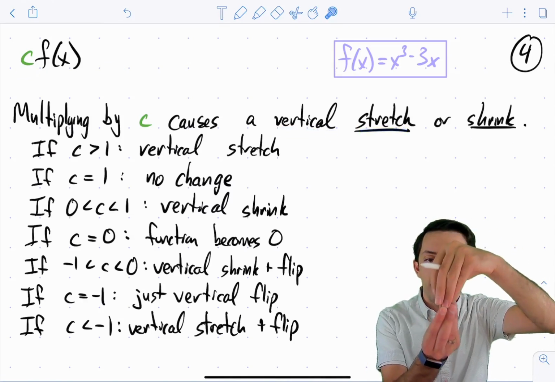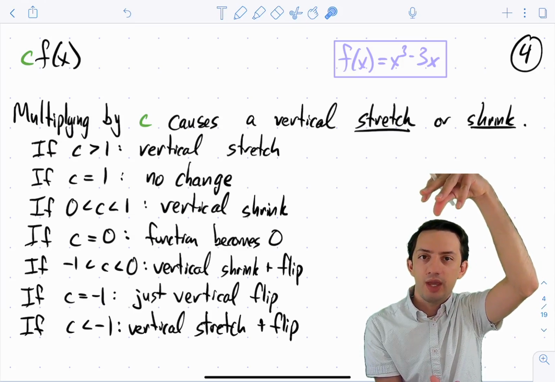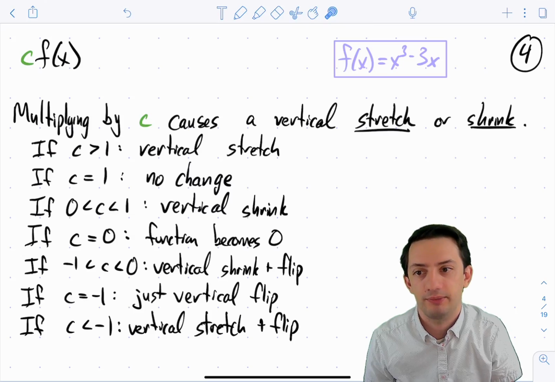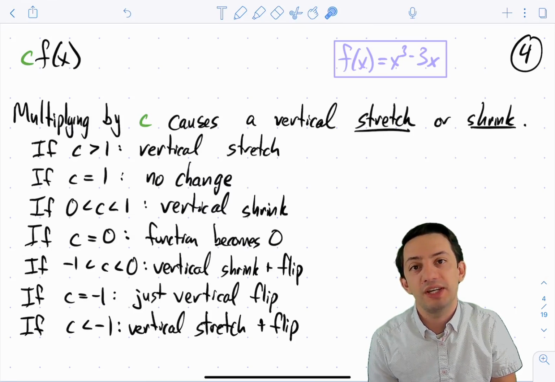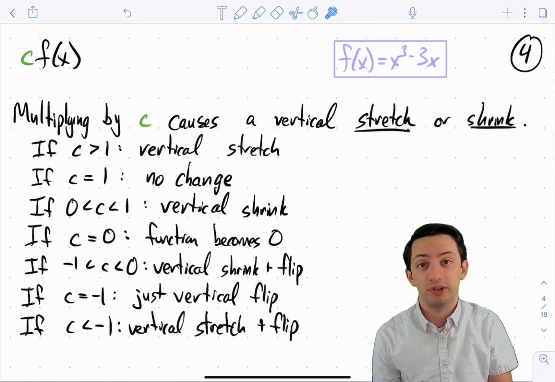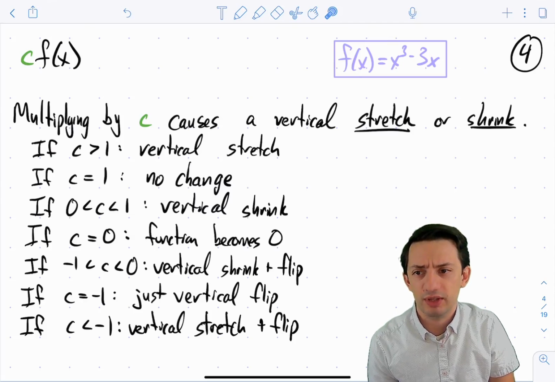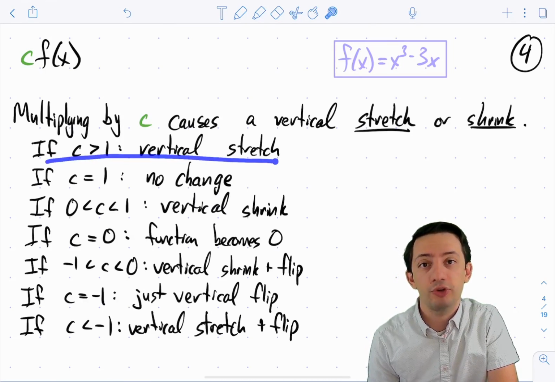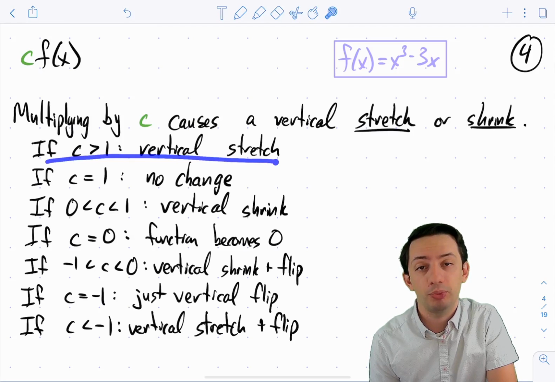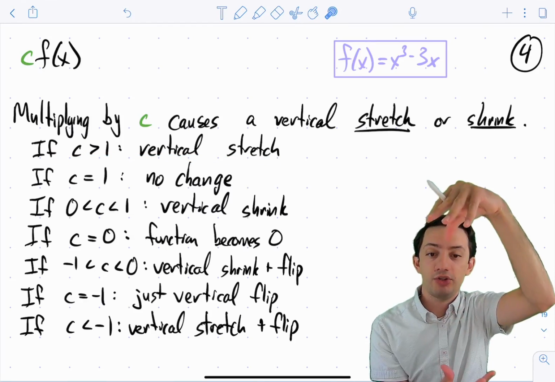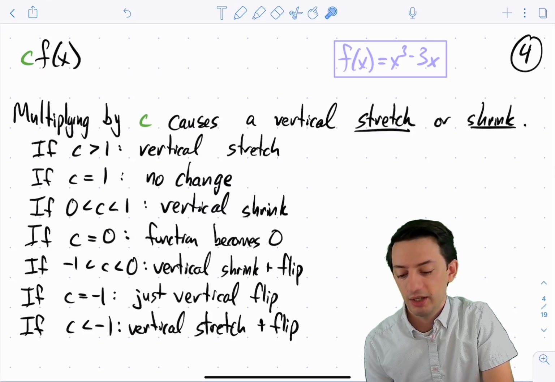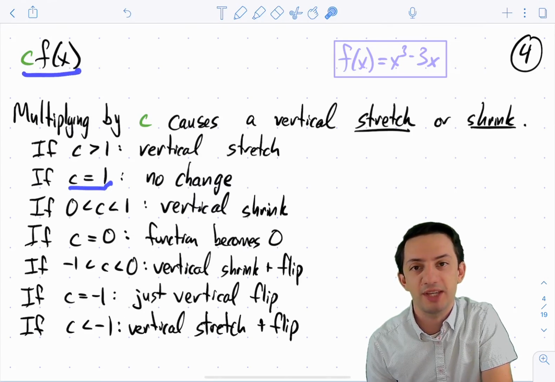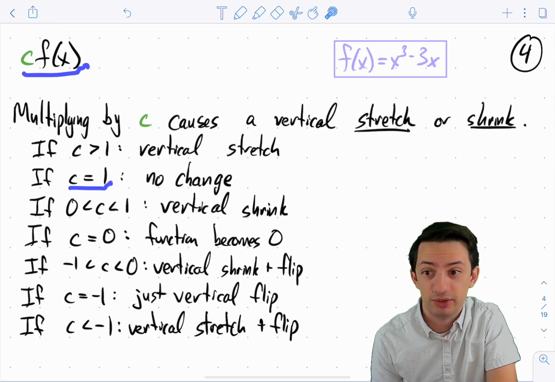When we say stretch, we mean that the function has been elongated. When we say shrink, we mean that it's going to be kind of squished together closer to the x-axis. So depending on whether c is positive or negative, bigger than 1, less than 1, you have a different combination of these. If c is greater than 1, we have a vertical stretch. So for example, if I take f and I multiply it by 2, my function gets stretched vertically. If c is exactly 1, well, it's obvious then that nothing changes, because 1 times f of x is just f of x, nothing changes.